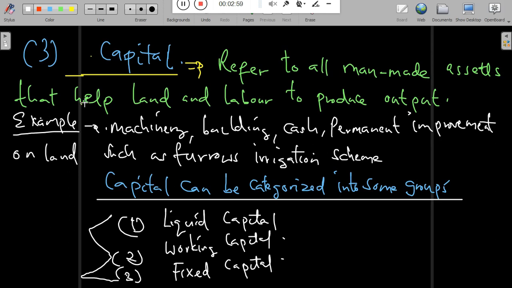Let's come to another factor of production, that is capital. Capital refers to all man-made assets that help land and labor to provide output. Examples of capital include machinery, buildings, cash payments, and improvements on the land such as furrows and irrigation schemes. Capital can be categorized into some groups. We have what is known as liquid capital, working capital, and fixed capital.